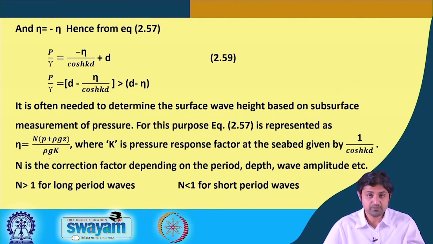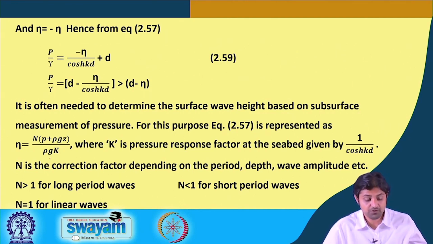So n has been found to be greater than 1 for long period waves and less than 1 for short period waves, and n is equal to 1 for linear waves, as we have seen already.